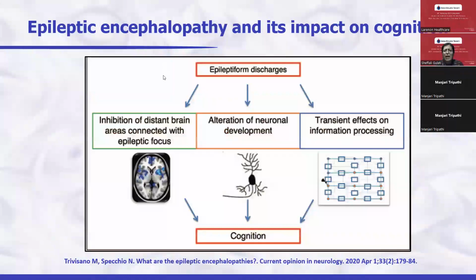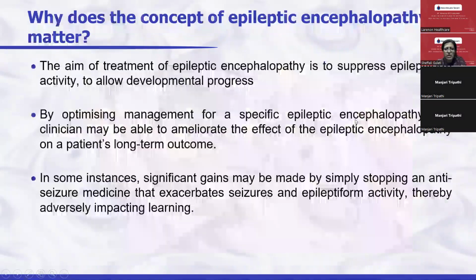These epileptiform discharges impact cognition either by inhibition of distant brain areas connected with the epileptic foci, which is how thalamocortical networks have been implicated, or by alteration of neural development, or transient effects on information processing. So it is important to have optimal treatment for these patients, because they are drug refractory and sometimes too many medications are being given.